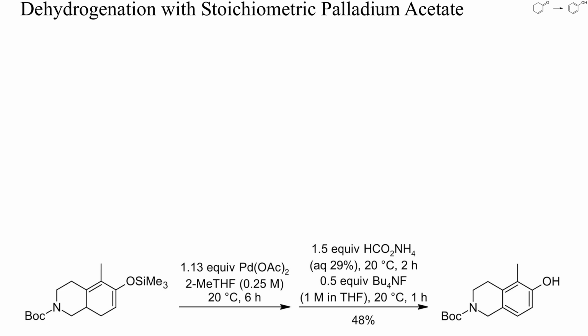This here is a rare example of dehydrogenation with a stoichiometric palladium acetate. This is very expensive, but for the manufacture of active pharmaceutical ingredients, such a strategy can sometimes make sense. A careful recovery and recycling of palladium is, of course, essential. Dehydrogenation in this instance proceeded at room temperature in methyl THF without the need of any acids or bases. The phenol was then desilylated with fluoride.